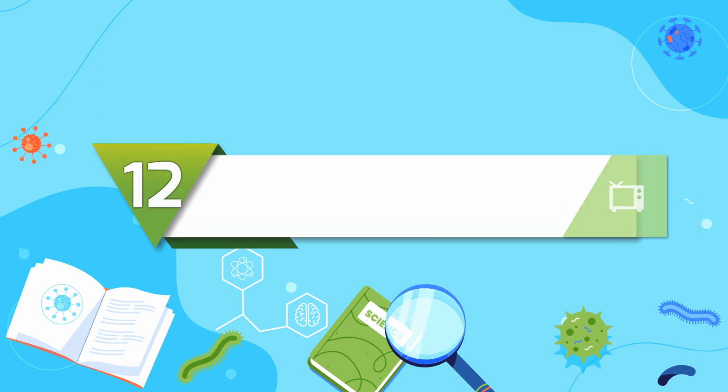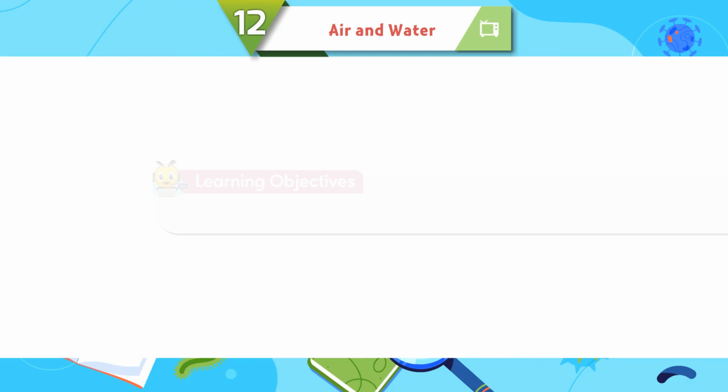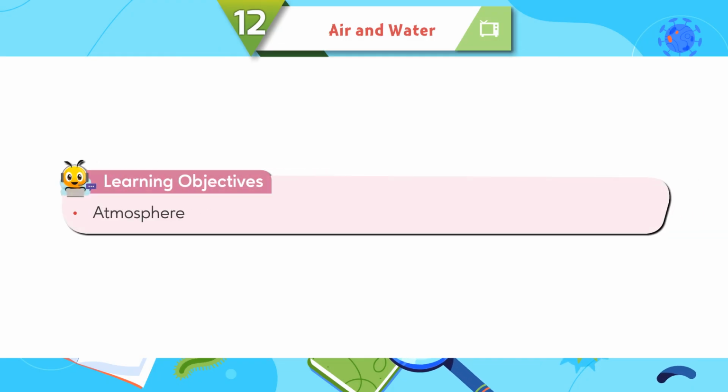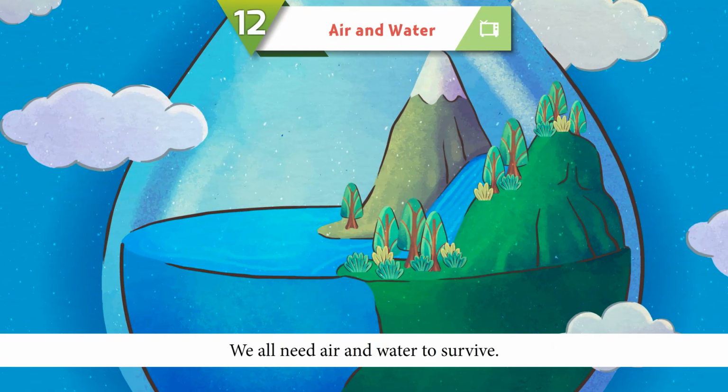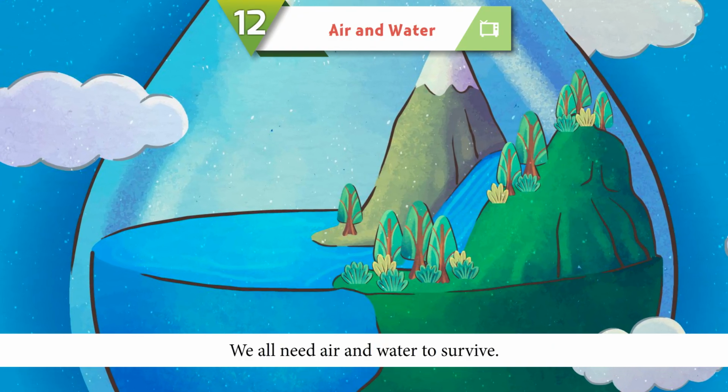Chapter 12: Air and Water. Learning Objectives: Atmosphere, Layers of Atmosphere, Composition of Air, Uses of Air, Impurities in Water, Air, Properties of Air, Water, Purification of Water. We all need air and water to survive.